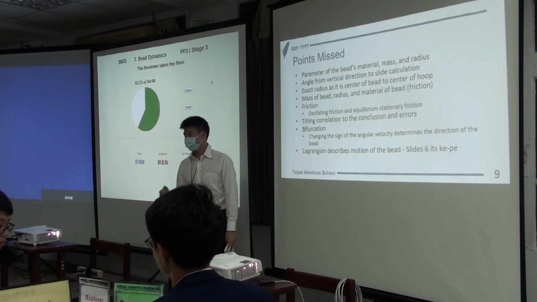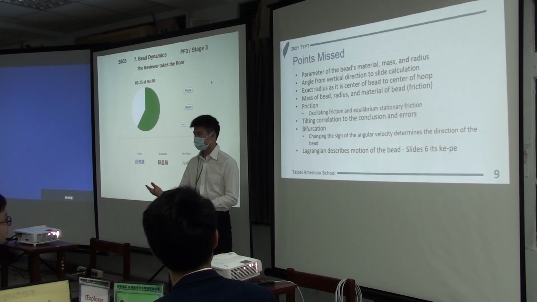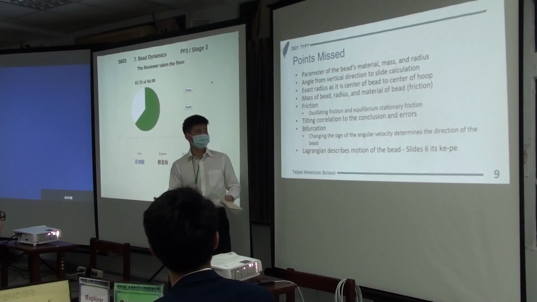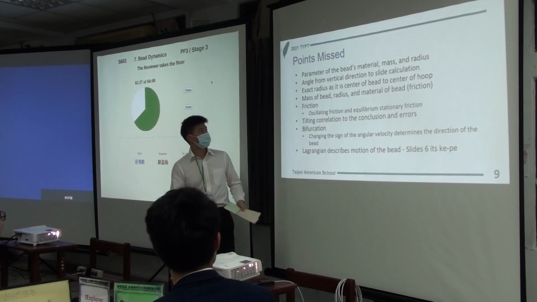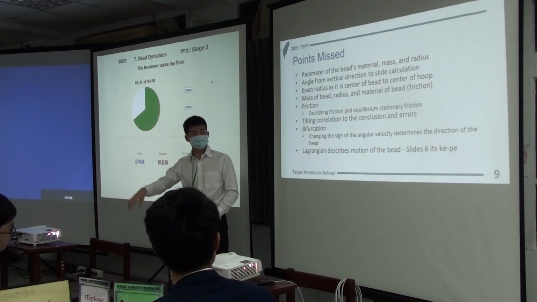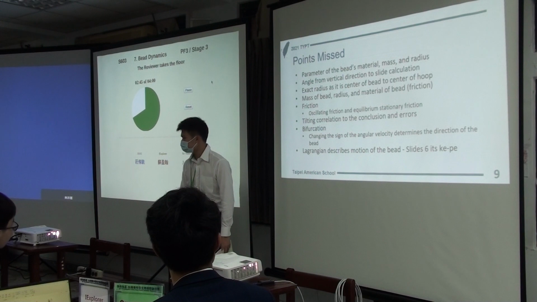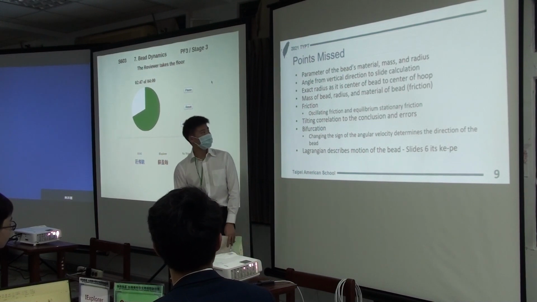But for the points missed, one of the main parameters was actually the material of the bead itself. Other relevant parameters would be the mass of the bead and the radius of the bead. At the same time, they didn't really talk about the actual angle from the vertical direction on the slide. From the slide calculation, I think it was slide 6 or something. Yeah, so the mass of the bead, the radius.